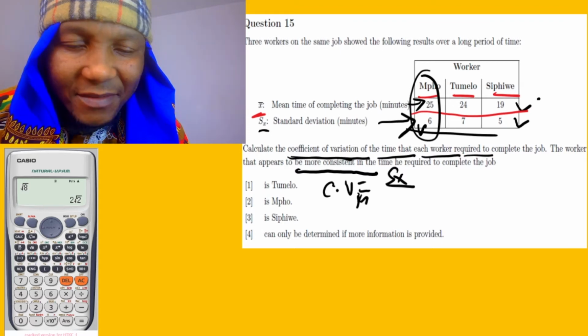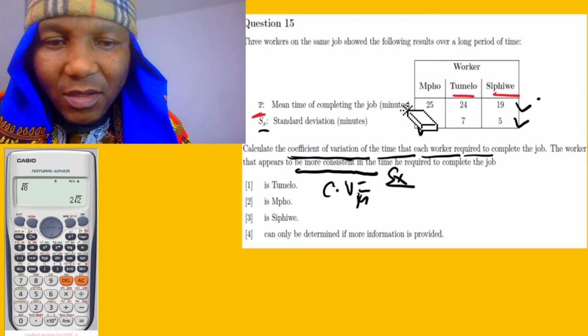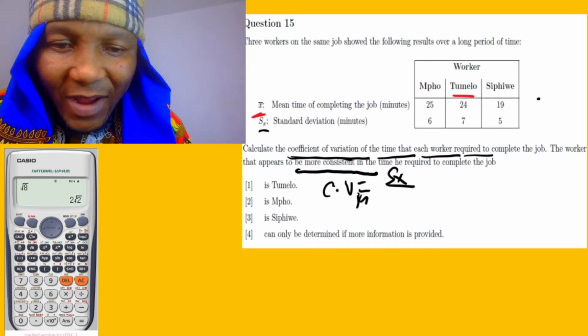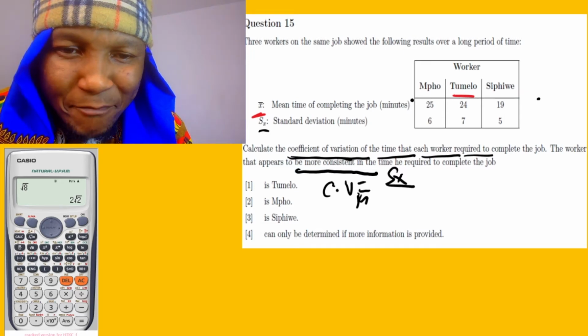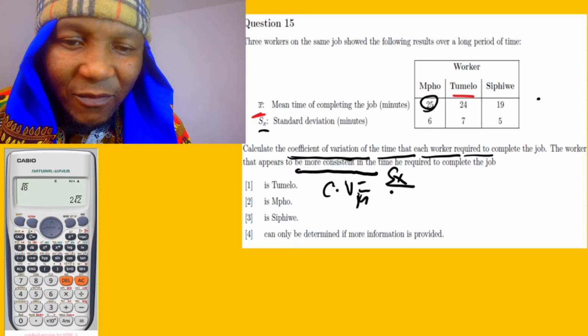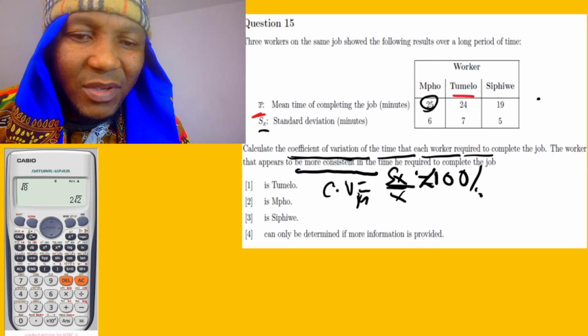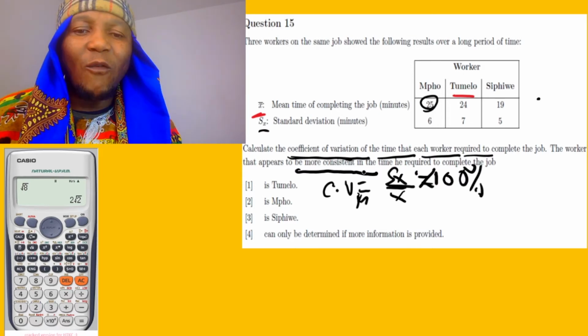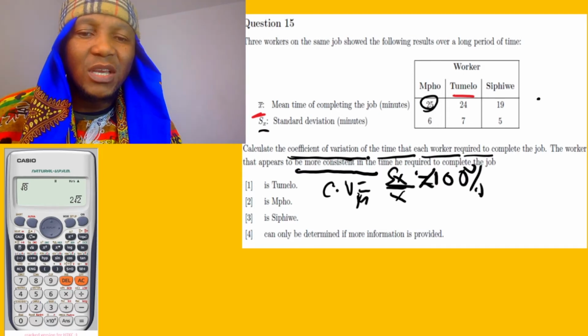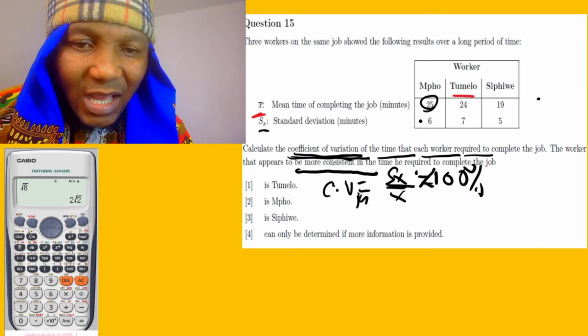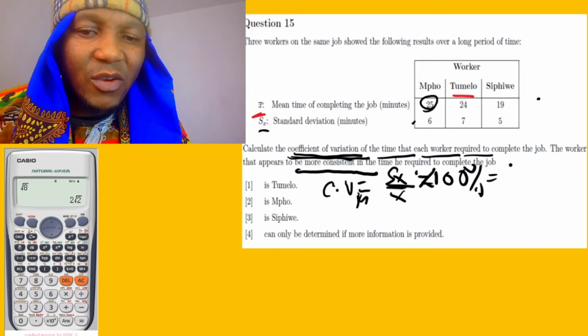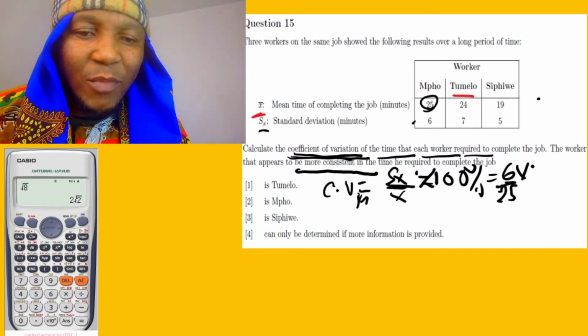by the mean of Mpo, which is 25. And then we multiply by 100%. That's how you get the coefficient of variation, because they say find the coefficient of variation. So the standard deviation over the mean is 6 over 25, and then you multiply by 100%.